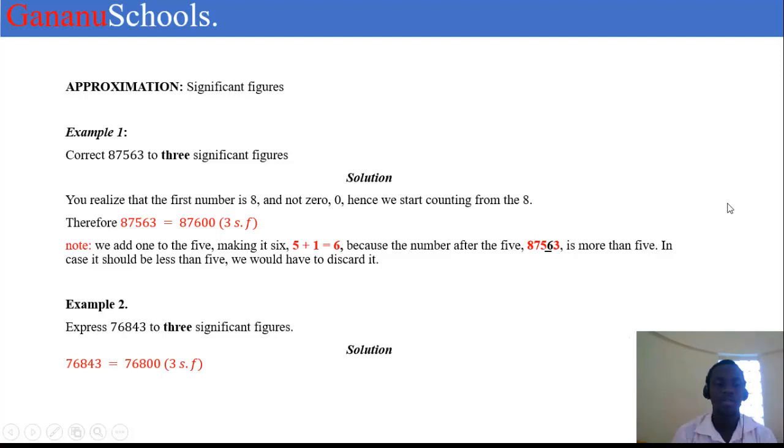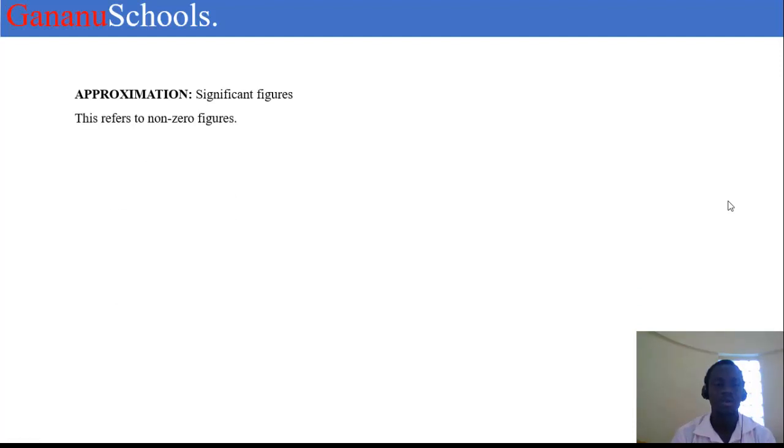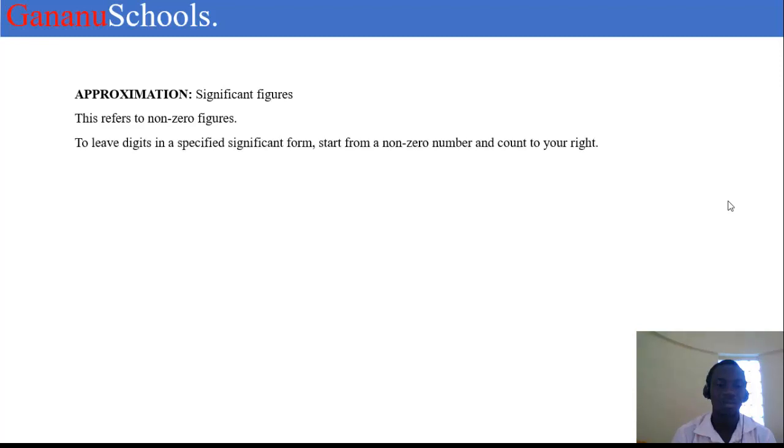Today we are going to look at one of the important concepts under approximation. Significant figures refers to non-zero figures. To leave digits in specified significant form, start from a non-zero number and count to your right. The following rules are considered when writing digits of figures in significant form.